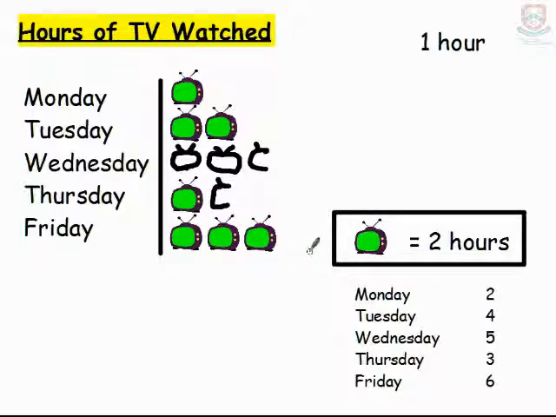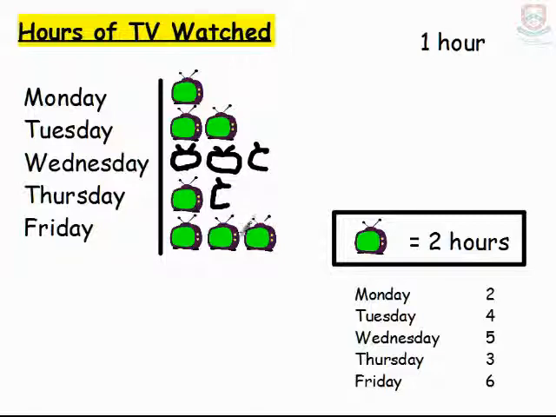So what makes a pictogram useful? Well, it's a very quick and visual way of counting up lots of data and seeing instantly which piece of data has the most or biggest frequency. Looking at our pictogram here, we can see that Friday has the most TV watched. It has more TV pictures than anything else.